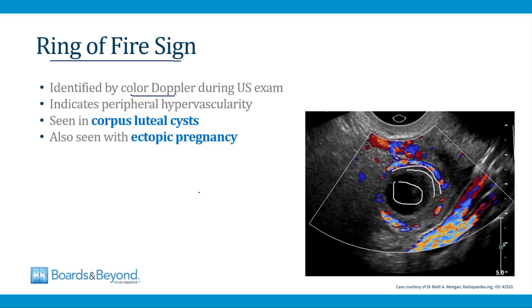You can also see the ring of fire sign, by the way, in women who have an ectopic pregnancy. But once again, women with an ectopic pregnancy have a positive beta-HCG test. Women with a corpus luteal cyst do not.